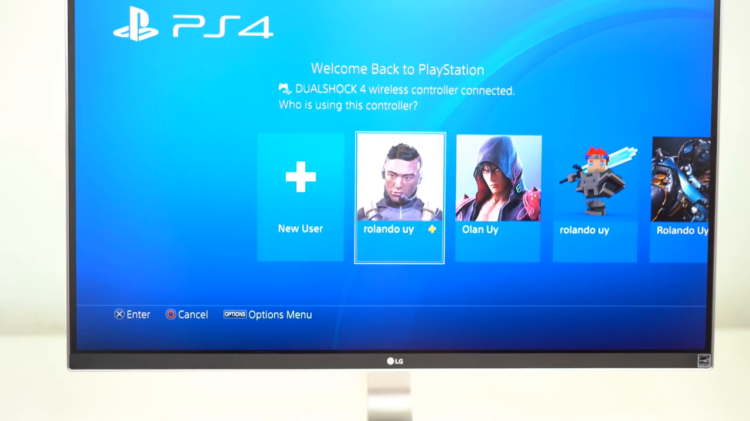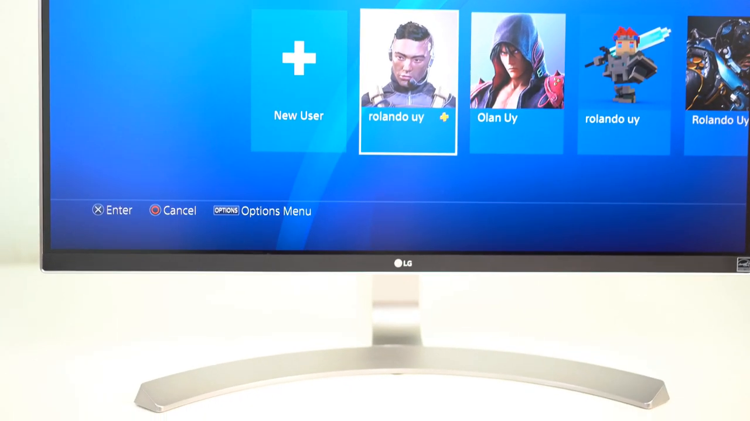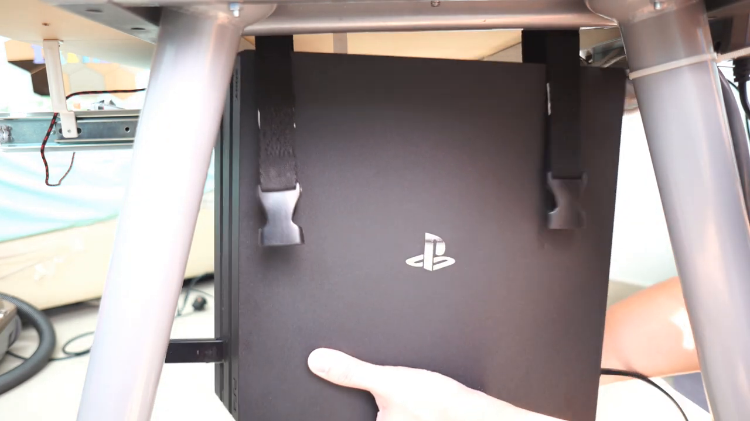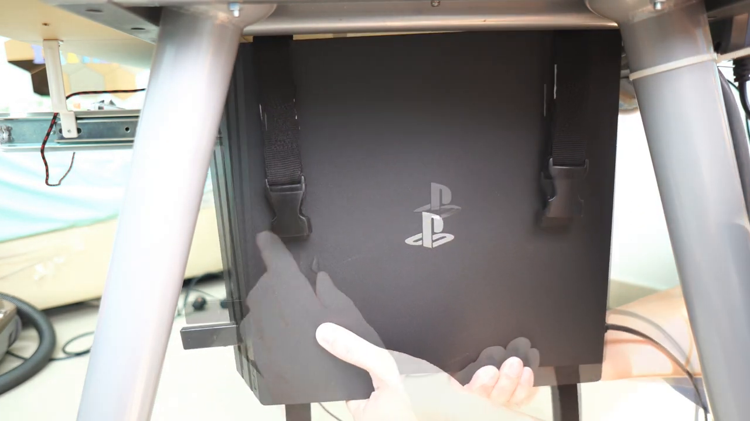I know all of you will think that all my gaming peripherals are under my desk, and yes, you are right. Starting off with my PS4, which is mounted with straps.